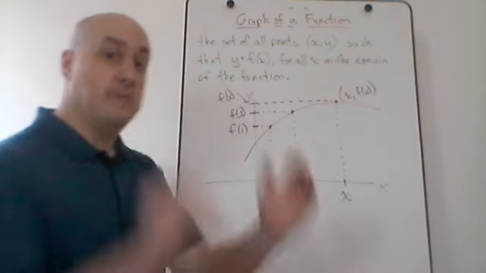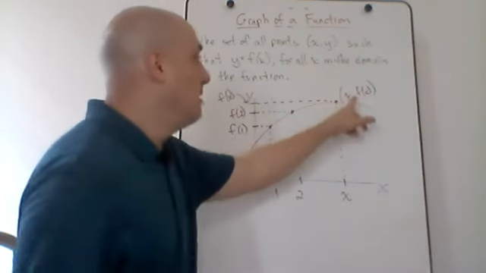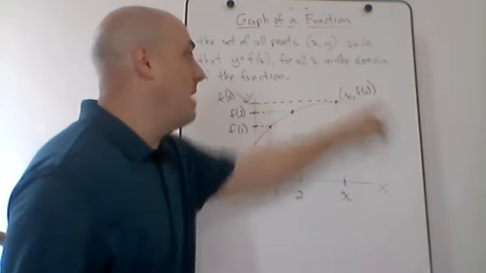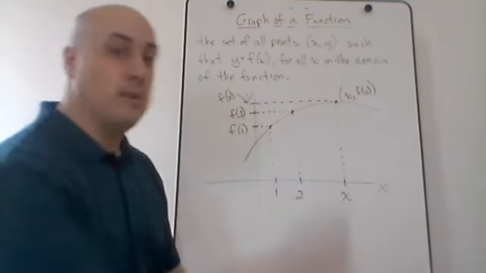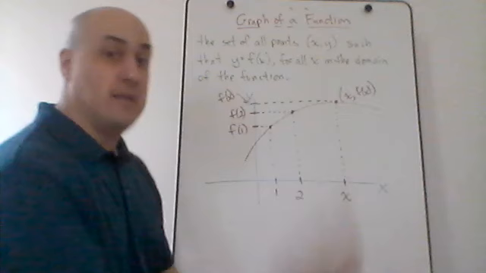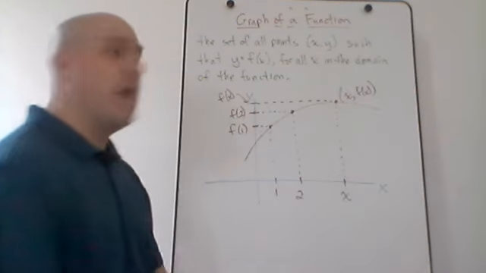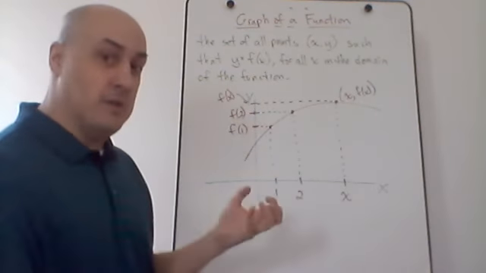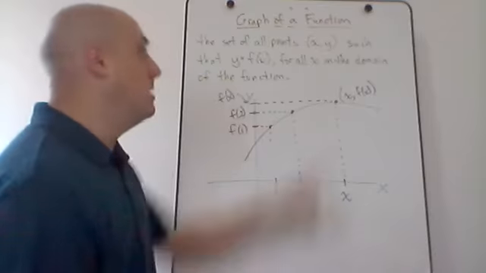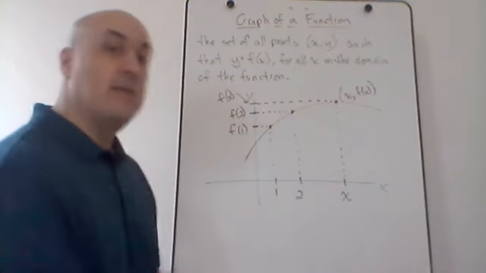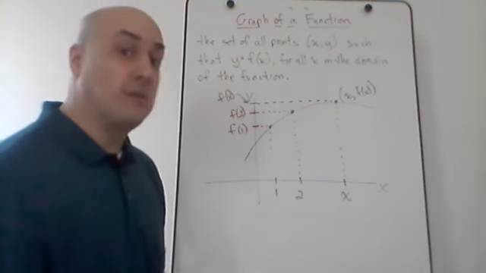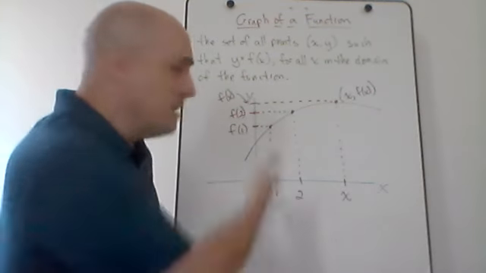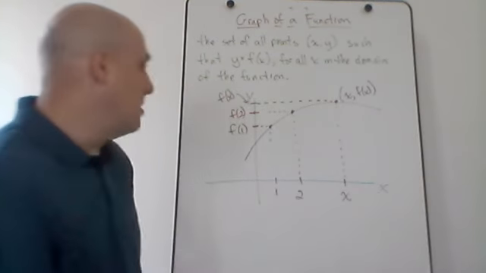Then you take that input and output, your x comma y, or your x comma f of x, and you plot that point on the graph. Then you move to the next x value in your domain and do the same thing. You plug it into the function and get the output value. The input is your x coordinate, the output is your y coordinate. You plot that point, and then you connect all those points, and that gives you the graph of the function.